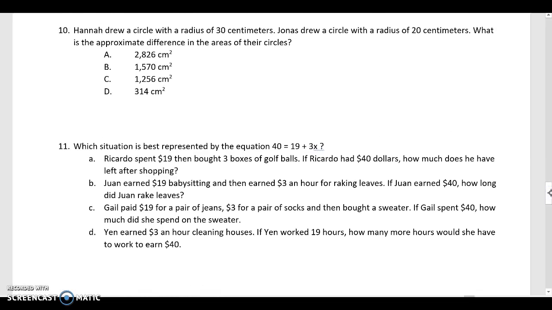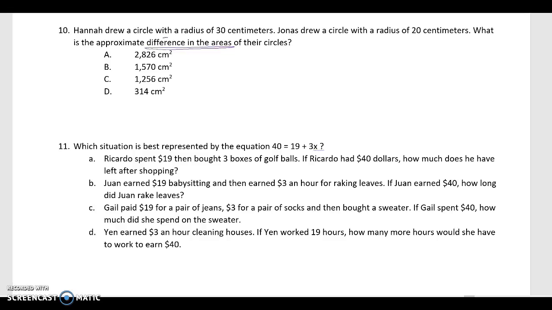Okay, number 10. Hannah drew a circle with a radius of 30 centimeters. Jonas drew a circle with a radius of 20 centimeters. What is the approximate difference in area? Okay, so it's asking for the difference in areas. So difference means, good, subtract, right?